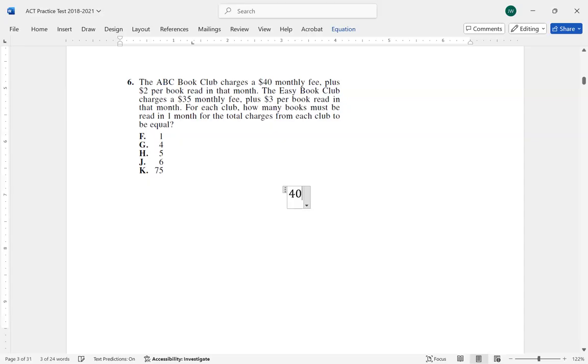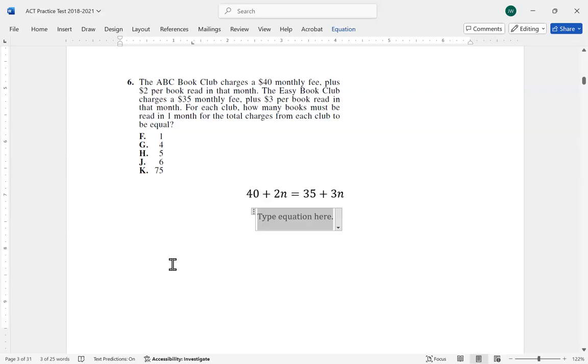So the ABC is $40 plus $2 times the number of books. I'll call that N, number of books. The Easy Book Club is a $35 fee plus $3 times the number of books. So that's the equation I can set up and solve.